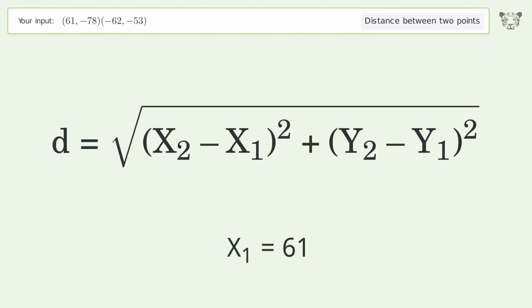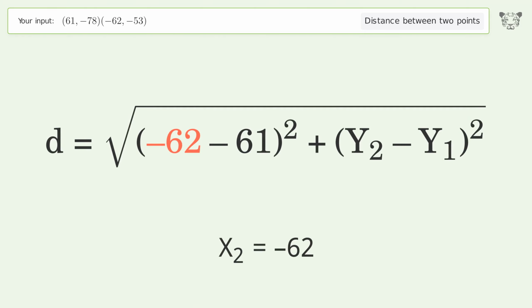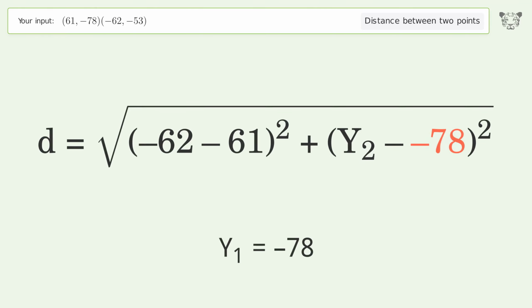x1 equals 61. x2 equals -62. y1 equals -78. y2 equals -53.